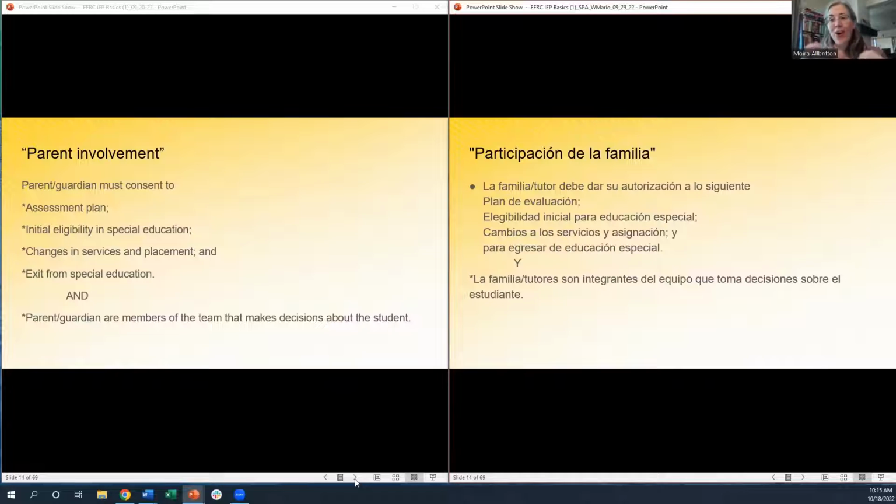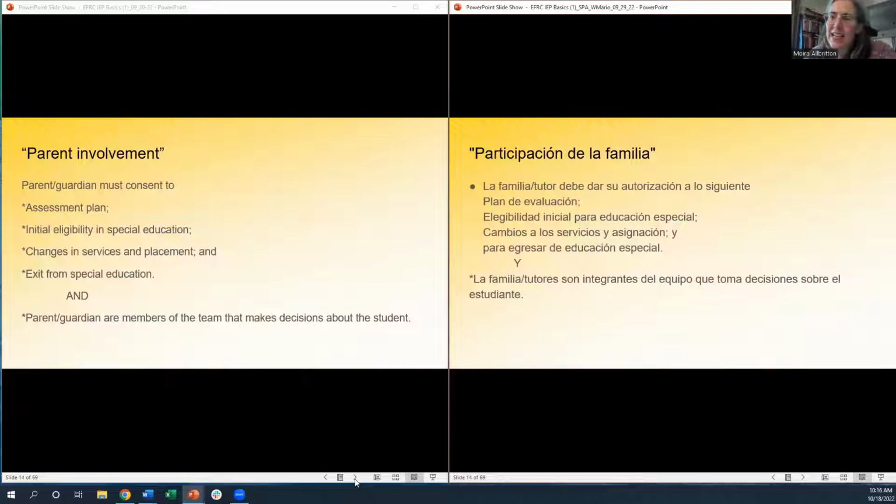And it also includes this idea that the parent and guardian are members of the team that makes decisions about the student. So this is another topic that is so big and has so many points of entry that we offer a special 1-hour training, and that training is called Meaningful Participation in Your Child's IEP and Beyond.